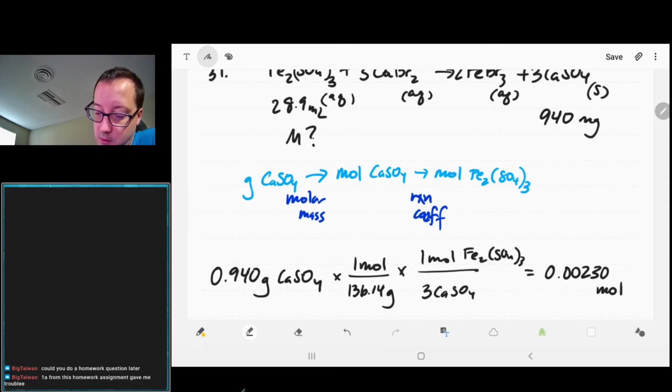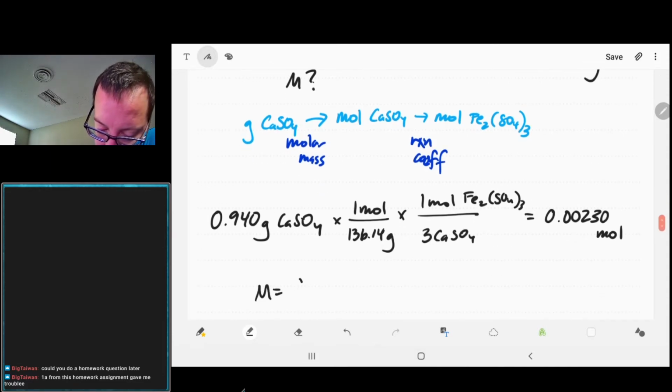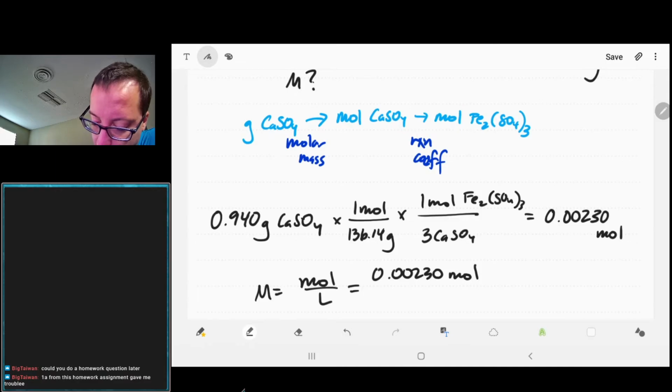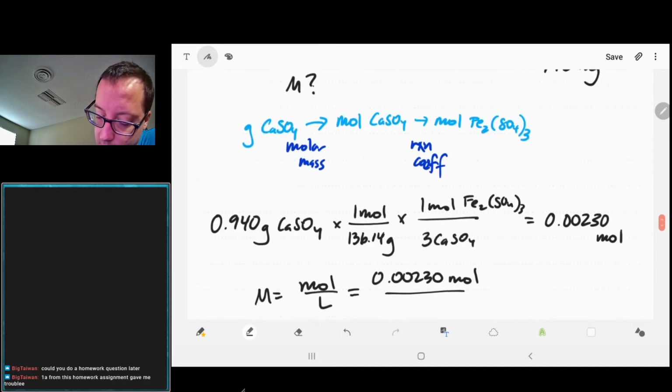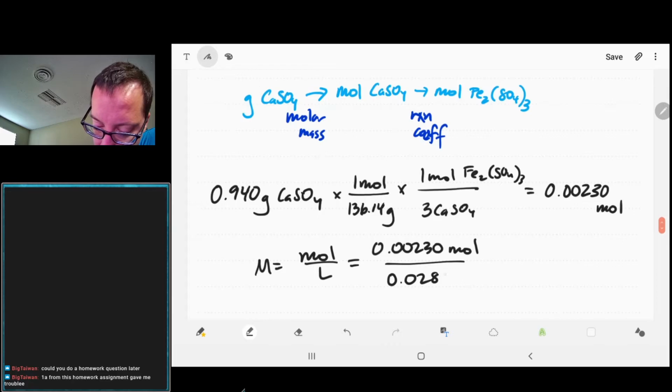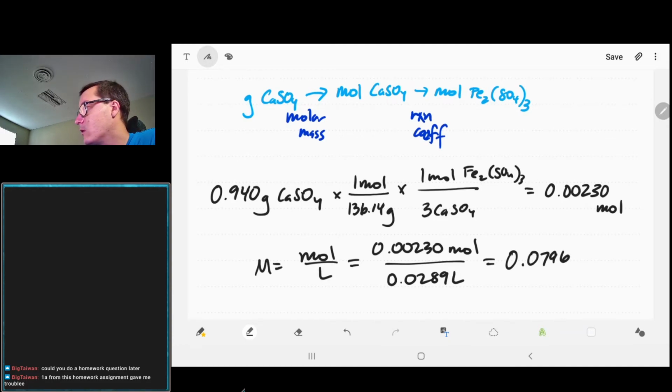And we've been told, remember that molarity is moles per liter. So we have our moles there. We have some liters as well. I'm just converting the milliliters to liters again. Hopefully that's okay. So I'm going to take my answer divided by 0.0289. And so our answer is 0.0796. With that, do we have 3 sig figs, or what do we have here?